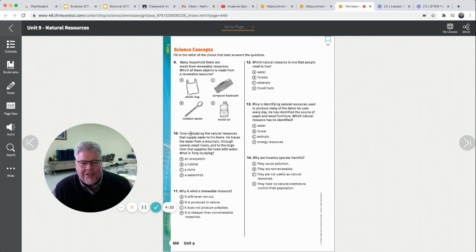10. Tony is studying the natural resources that supply water to his home. He traces the water from a mountain, through several small rivers, and to the large river that supplies his town with water. What's Tony studying? Back earlier in the chapters, we were looking at the Mississippi River and all the rivers that flowed into it. Do you remember what that was called? It's called a watershed. So a watershed is what he's studying.